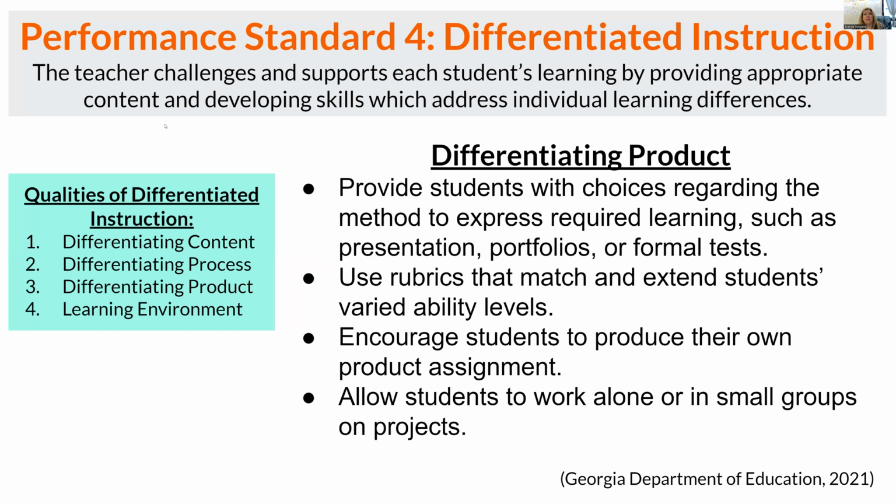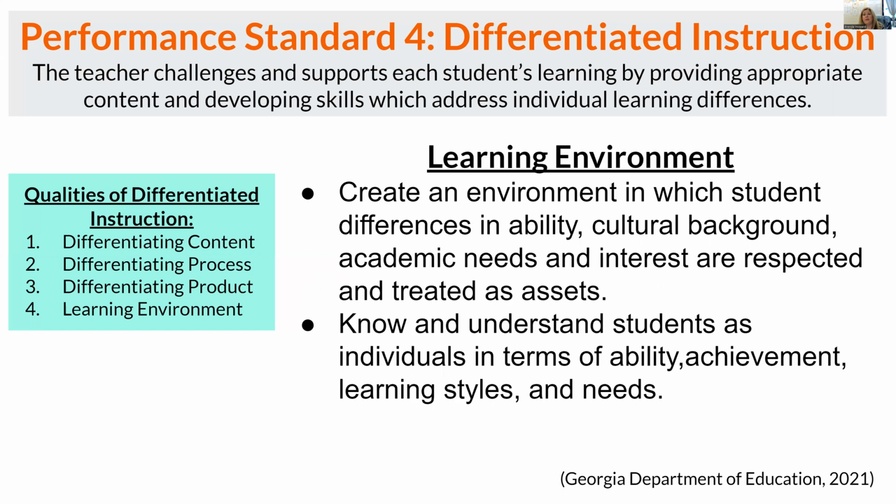The last quality here is the learning environment. So for the learning environment, there's 2 qualities that they look at, or 2 parts that they look at. One is that you're creating an environment where the students' differences in the abilities and cultural backgrounds, academic needs, and interests are respected, and they're treated as assets. Doesn't matter if you've got low students and really high students. Are all of them being respected in the areas they are? Are they being pulled in to work together and being allowed to show what they know and share that? Also, the other part of that is know and understand the students as individuals.